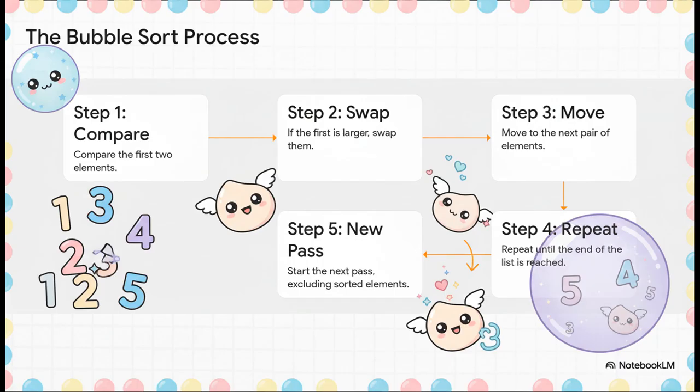So what happens next? Well, the whole process just starts over again, from the beginning. It does a second pass, but this time it only has to go up to the number 4 since we know 5 is already sorted. And with each new pass, the next biggest number bubbles into place until the whole list is perfectly in order.